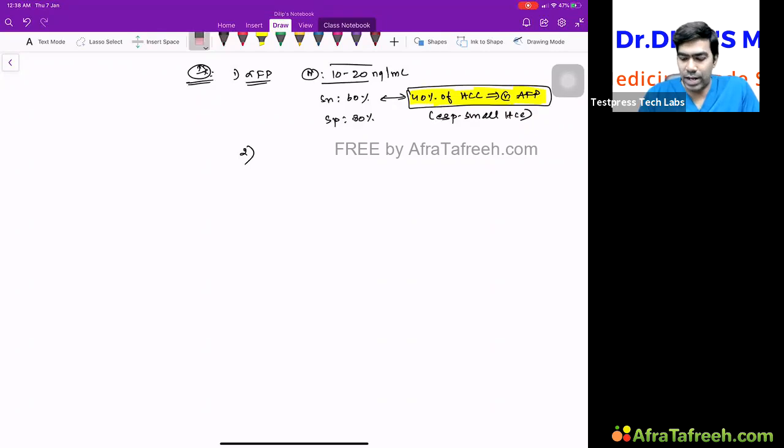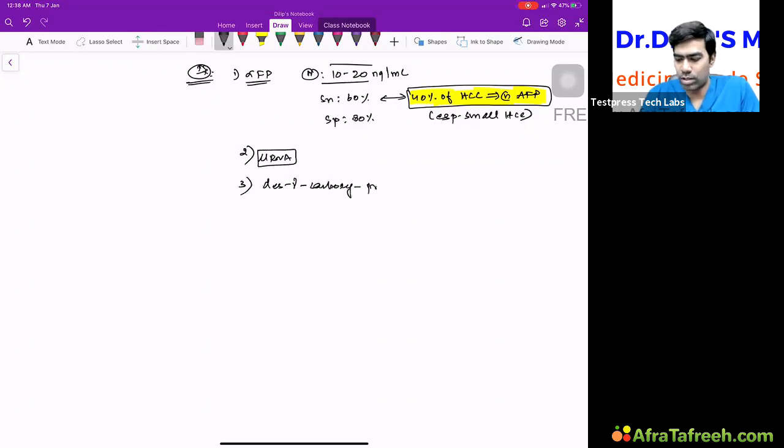Then we have some microRNAs which can be used as markers, but they are not yet validated. And there are some new markers like des-gamma-carboxy prothrombin. This is a new marker, not yet validated, but supposed to be more effective compared to alpha fetoprotein. Then there is something called AFP-L3, a different form of AFP, the lens culinaris agglutinin-reactive AFP. That's called AFP-L3, which is also not yet validated.